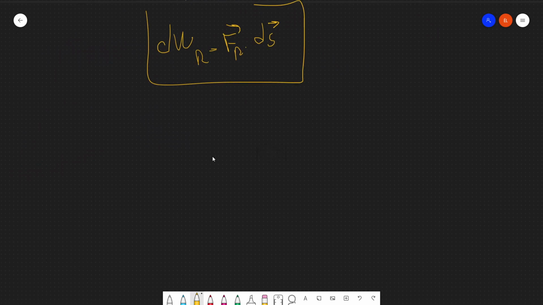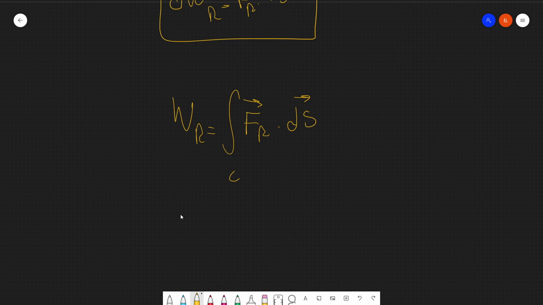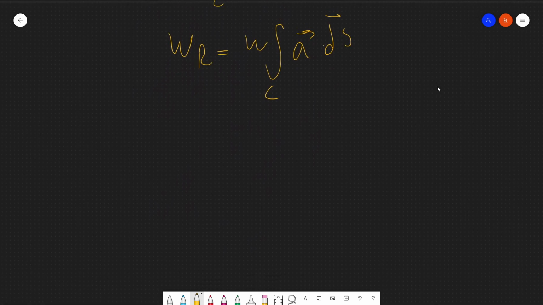Okay, so we gotta integrate both sides of the equation, right? So WR equals the path integral of FR times ds. Right, so Newton told us that force equals ma, F equals ma, right? So I can just write this, WR equals m times the path integral of a times ds. Why did I take the mass out? Because the mass usually doesn't change, so it's a constant. You can take a constant out of the integral, and it doesn't matter. So yeah, this is what I do.